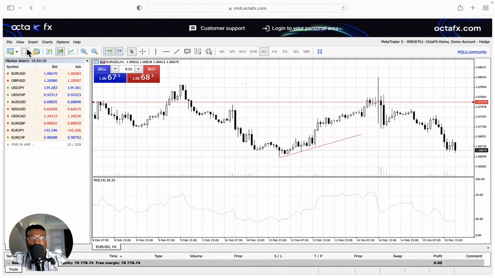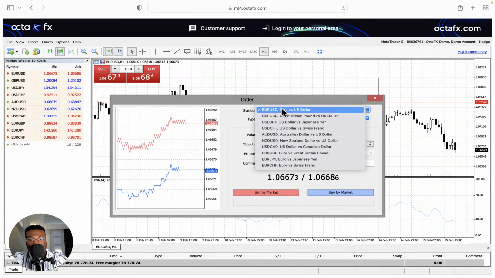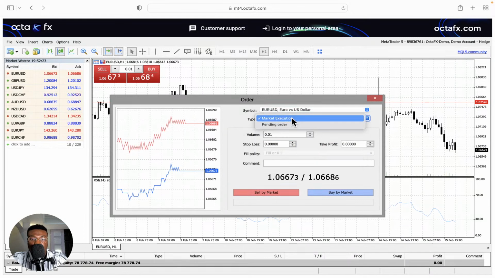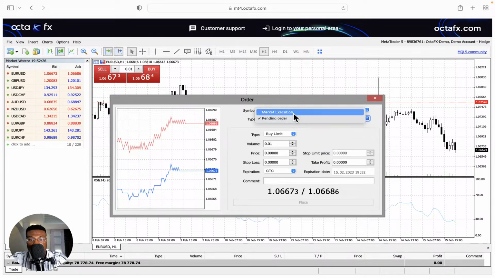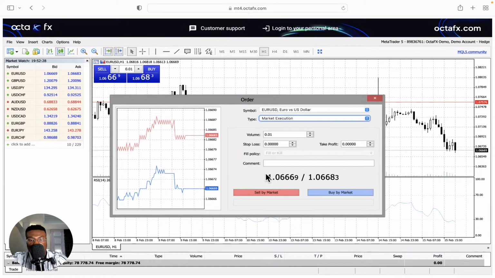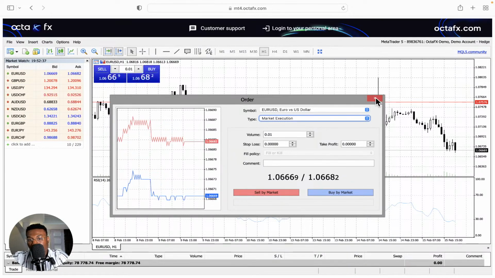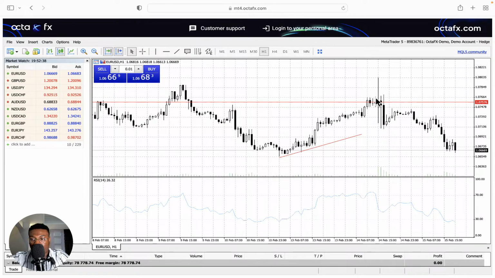Then you just click on this plus sign. It's the second icon below file view insert chart options help. Then you can choose the instrument you want to trade, the market execution or your pending order. Then you can put your stop loss and take profit levels. Click on either buy or sell, right? So that's how to trade with OctaFX. Want to know how to do it with the app? You can click the OctaFX official channel, the tutorial section, the playlist, that can help you understand better how to execute buy and sell trades as well.